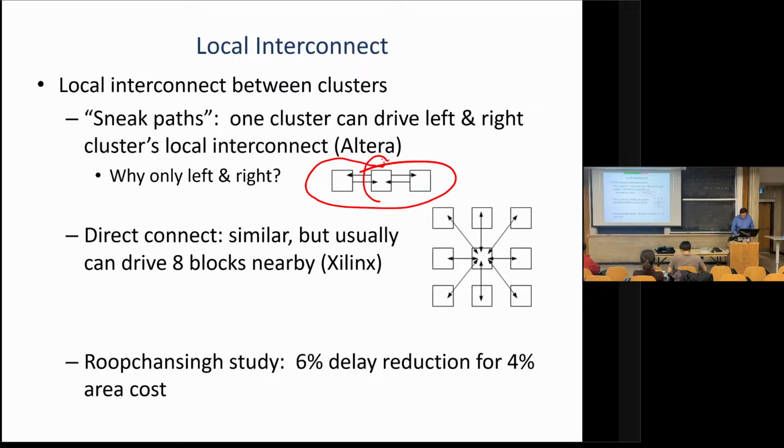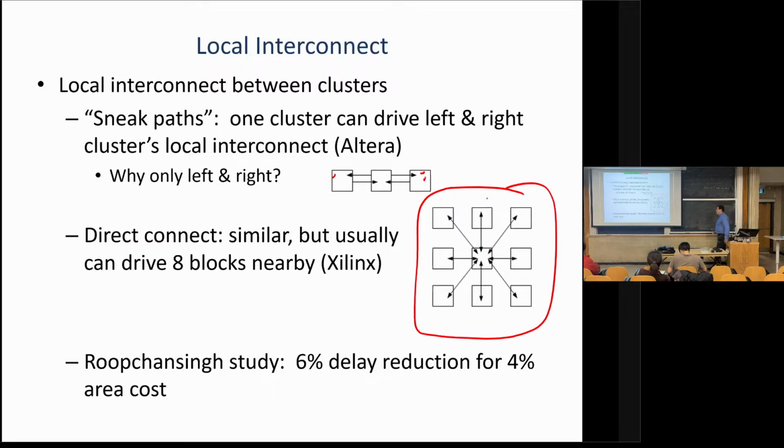And it's symmetric. So for this particular block, I can drive left or right, and I can be driven from the left or right. Xilinx calls it Direct Connect, and they don't do just 2, they do 8. So they say, well, I got 8 things that are pretty close to me. I can drive all of those with essentially a smaller number of signals. They kind of distribute how many signals they want to pay for, but they send them to all 8 nearest neighbors.